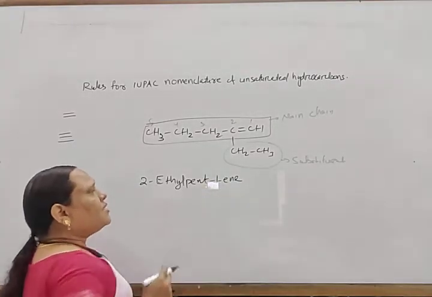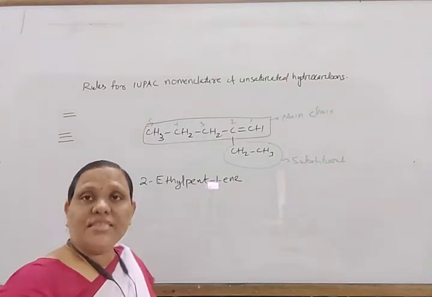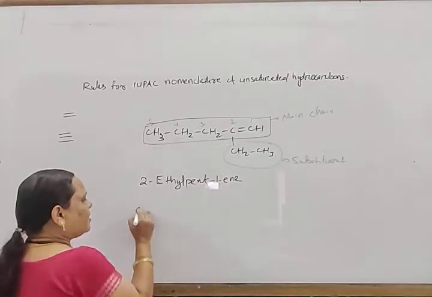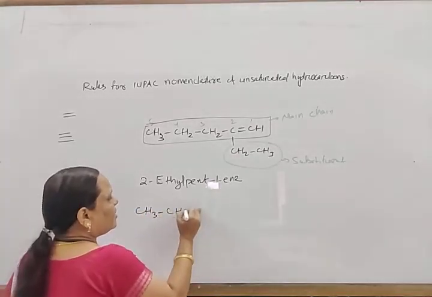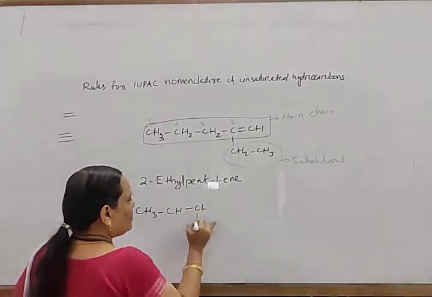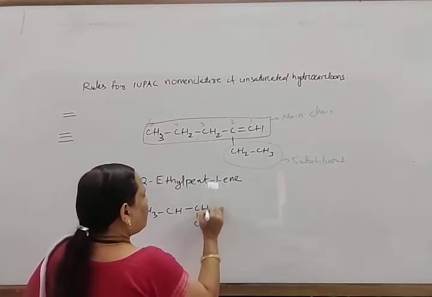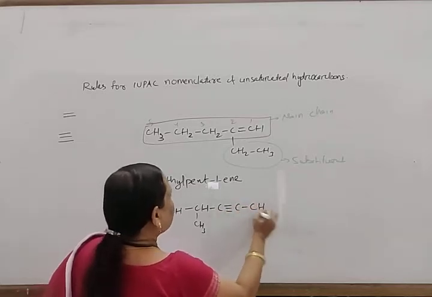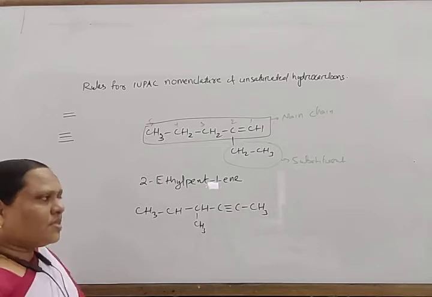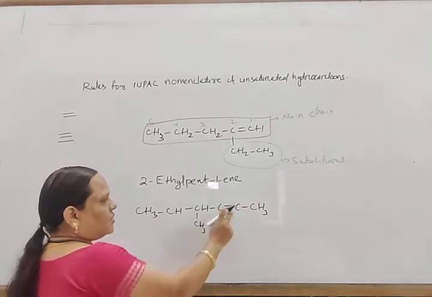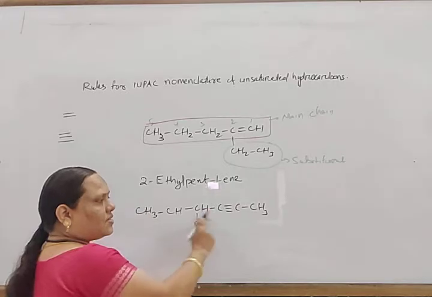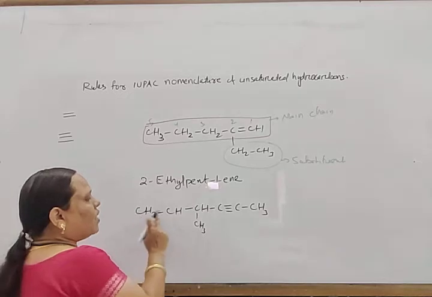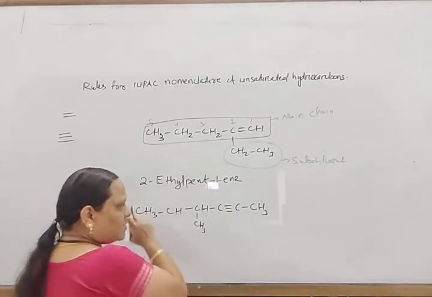Similarly, if a triple bond is present, then you can write yne. Suppose it is given CH3, CH3, and here CH, triple bond C, and CH3. So what is the name of this compound? Look here, we take the long chain which contains the triple bond continuously. This is 1, 2, 3, 4, 5, 6. This is the long chain.